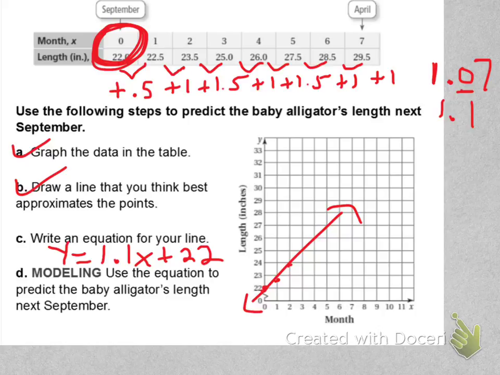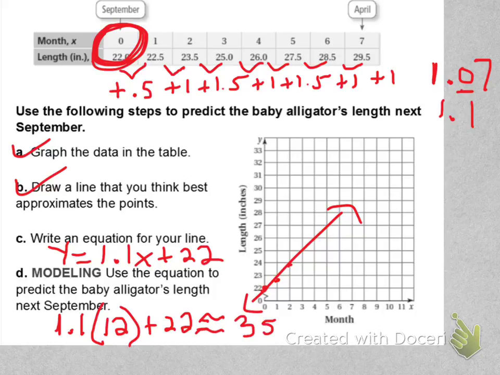So indeed, it asks, use the equation to predict the baby alligator's length next September. Well, we started in September. Next September would be 12 months. So now let's just plug into the equation. So 1.1 times 12, because x represents the months, plus 22 will give us the alligator's approximate length next September. So it's about 35 inches, or 35.2 inches.